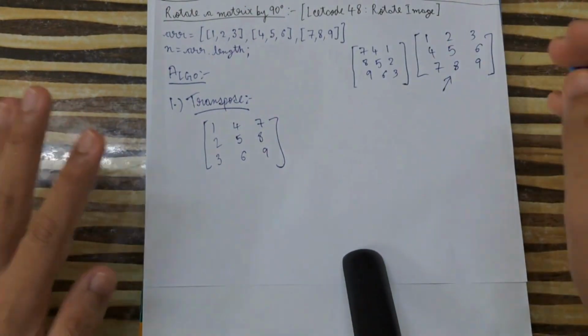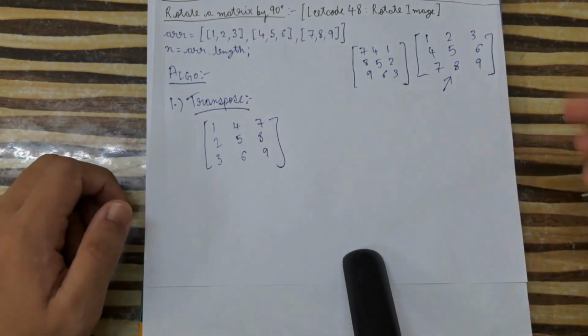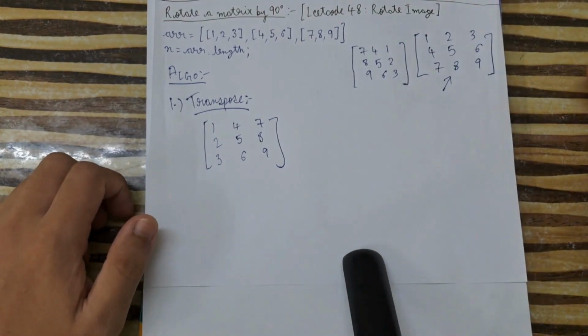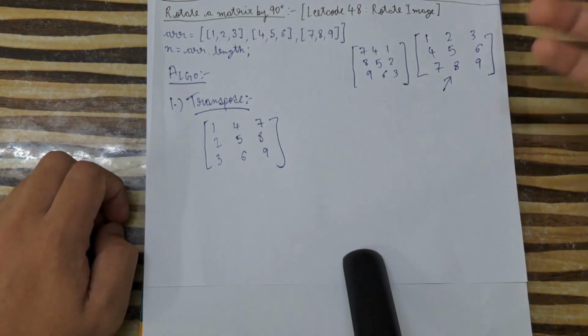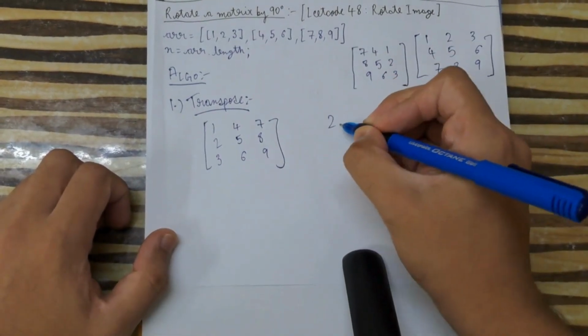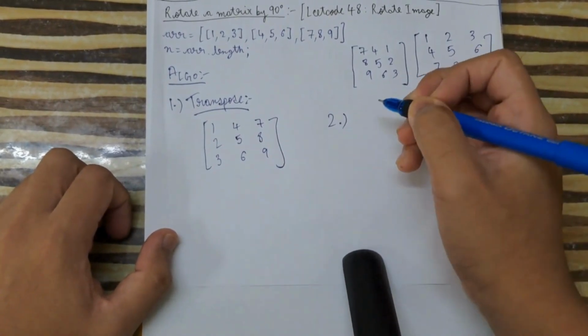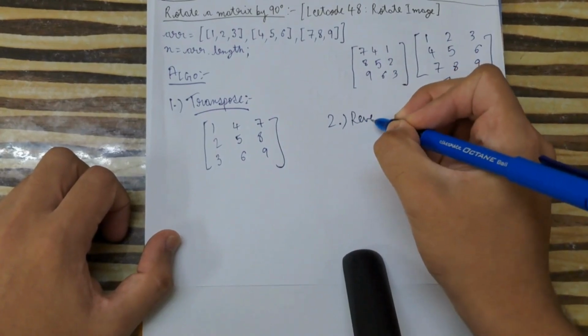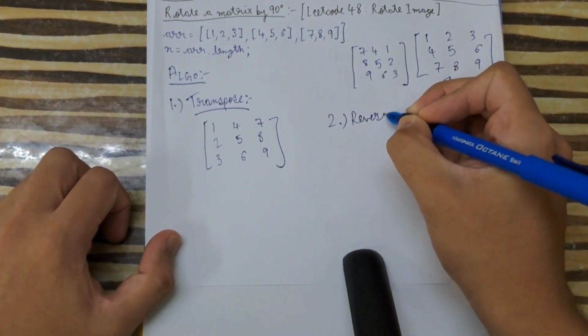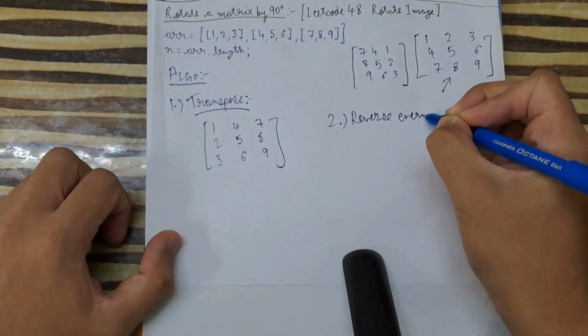So this is the first step. We have achieved this first step, and we have to do this in place in the coding language, so without using any secondary array. Now the second step will be to reverse every row of the transpose. I'll just write it down. Reverse every row.